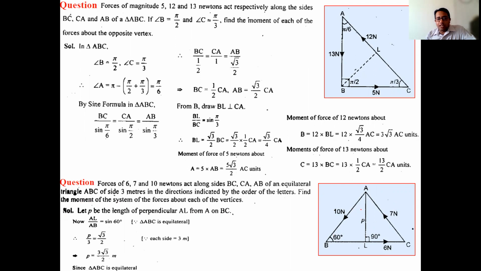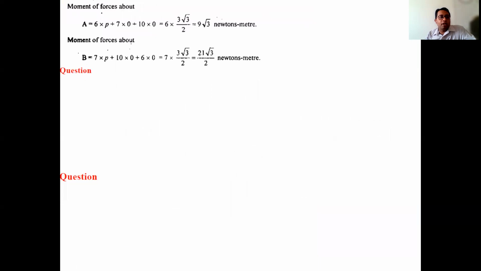So firstly let us find the length of AL. AL falls in this right angle triangle, in triangle ALC, in which AL is the perpendicular P, AC is the hypotenuse which is of length 3, or you can also calculate from triangle ABL, from this side you can also calculate it. So AL by AB, AB is of length 3 and the angle is 60 degrees, so sine 60, that means root 3 by 2, so length of P is 3 root 3 by 2 meters.